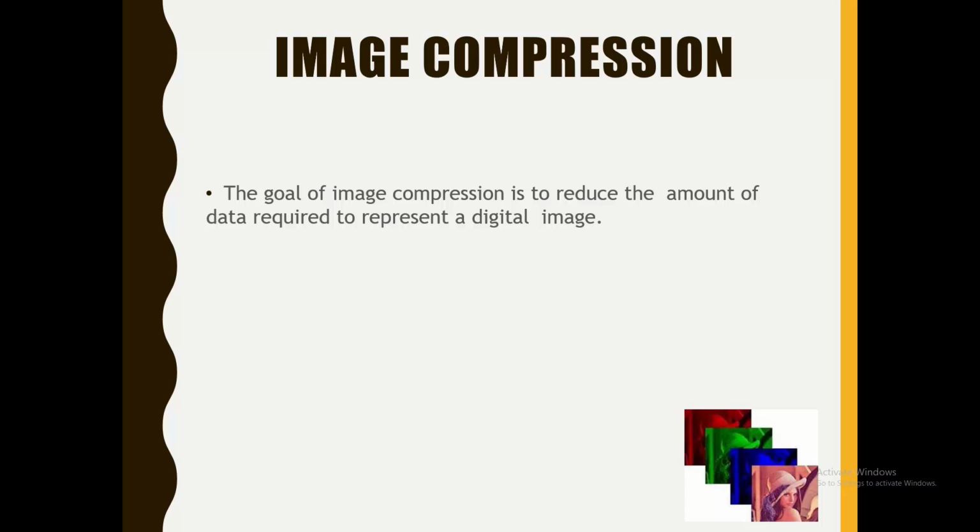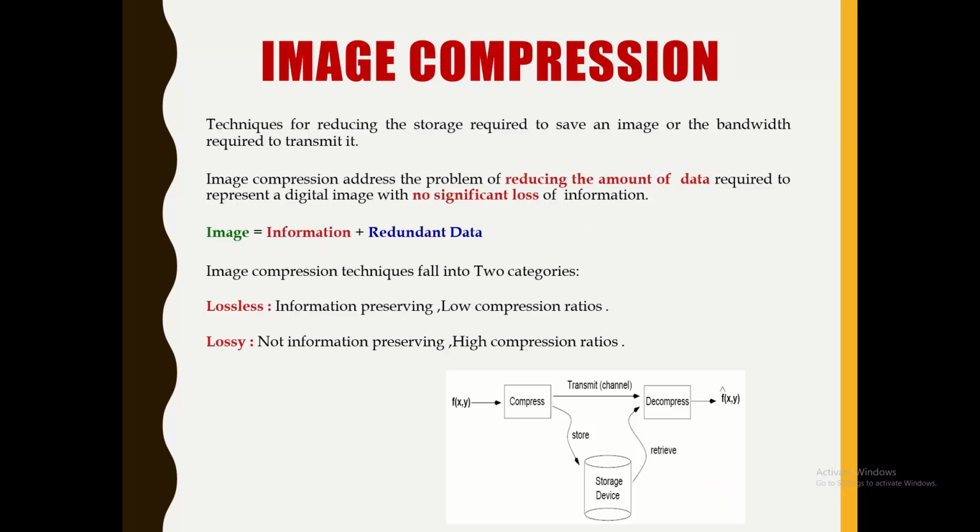So the goal of image compression is to reduce the amount of data required to represent a digital image. These are techniques for reducing the storage required to save an image or the bandwidth required to transmit it. For example, this one is an original image. When we compress it, we can directly store this compressed image and then retrieve it through some algorithm that will decompress it. And if there is some loss of information, that is lossy compression, then we are not going to get the original image, that is f of x comma y.